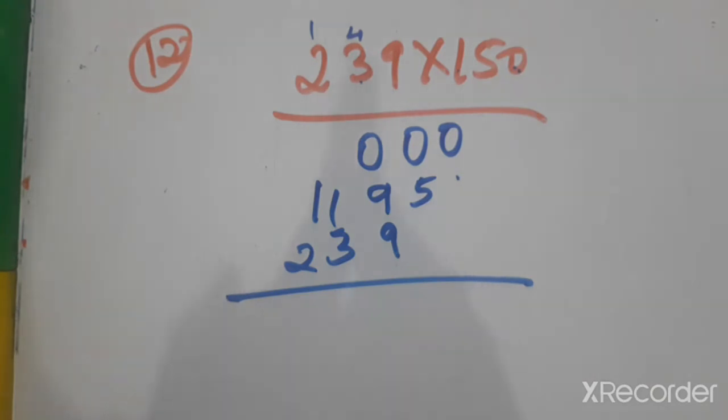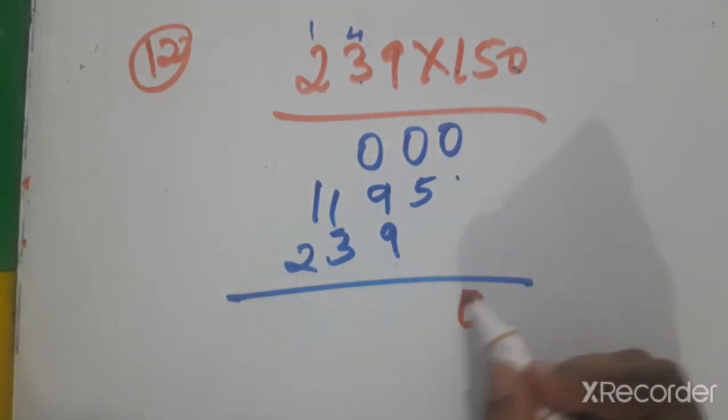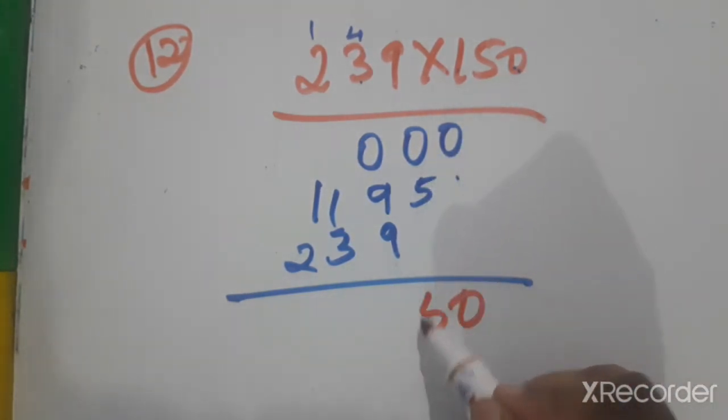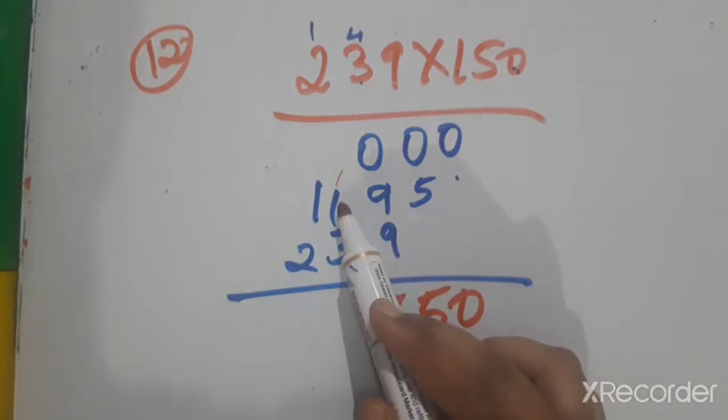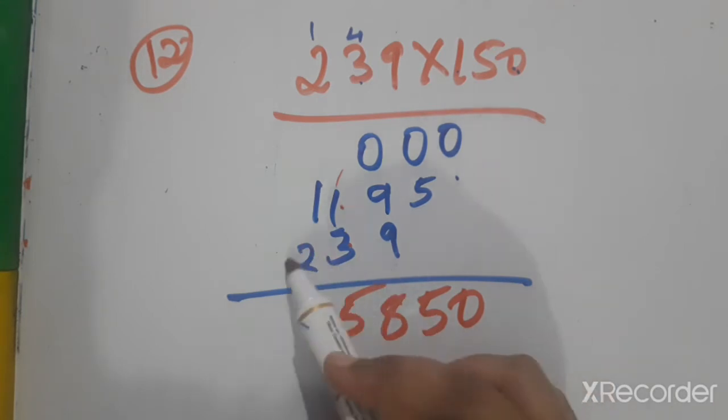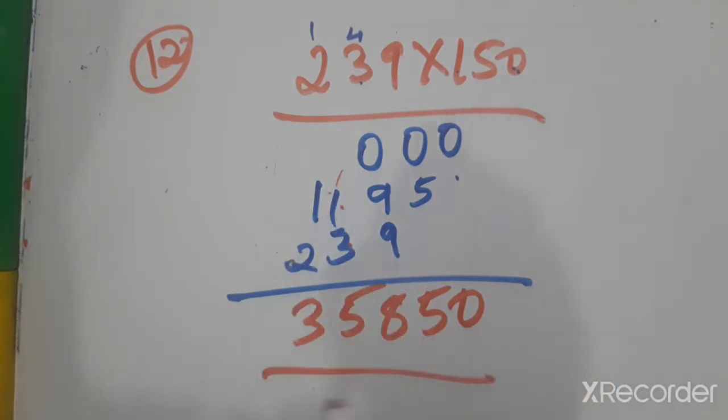Now find the total. 0, 0 plus 5 is 5, 9 plus 9 is 18, 1 carry out to next place. 3 plus 1 is 4, 4 plus 1 is 5, 2 plus 1 is 3. So total is 35,850.